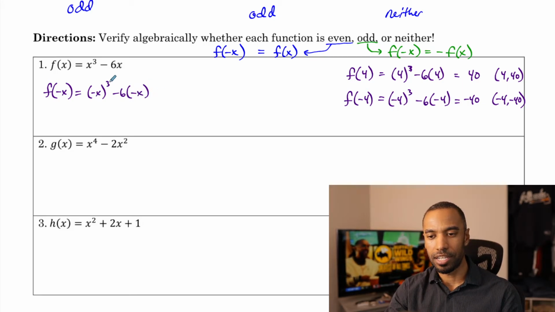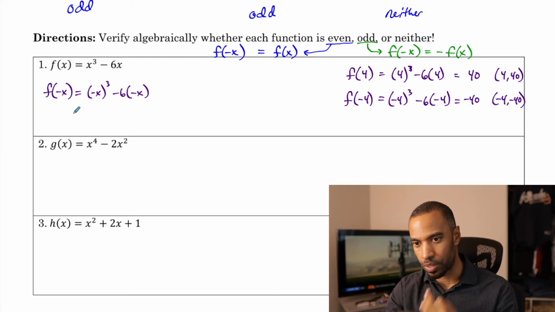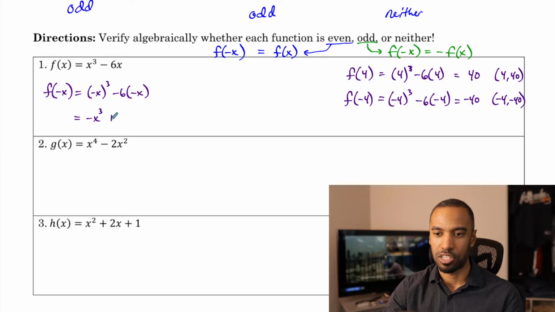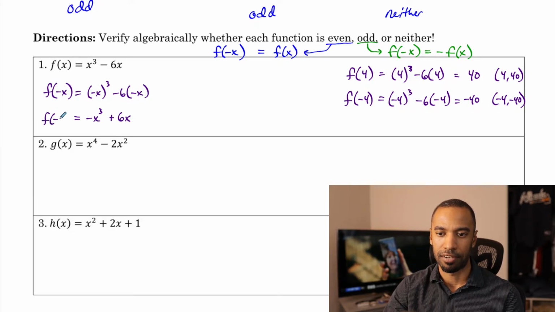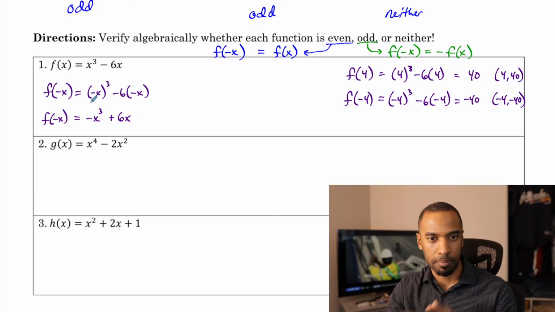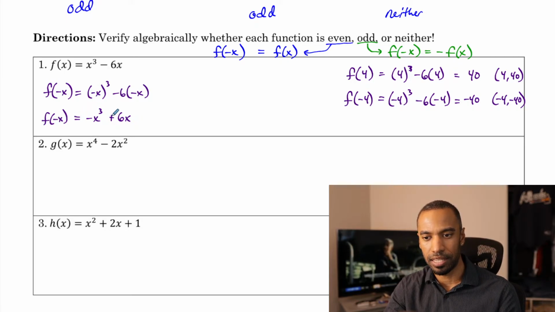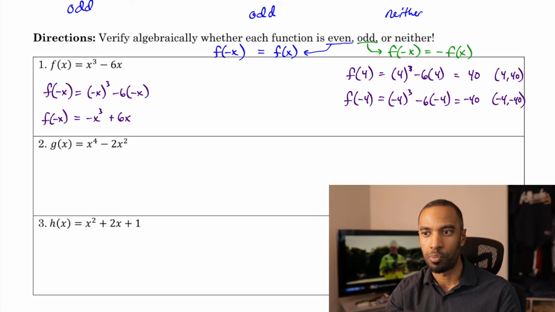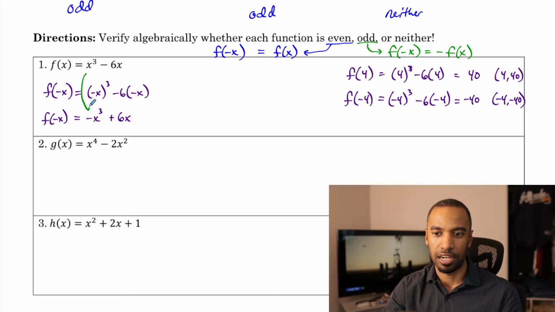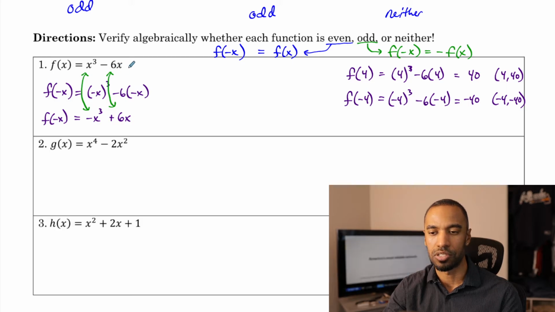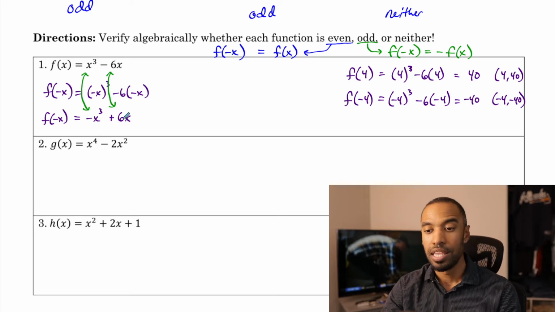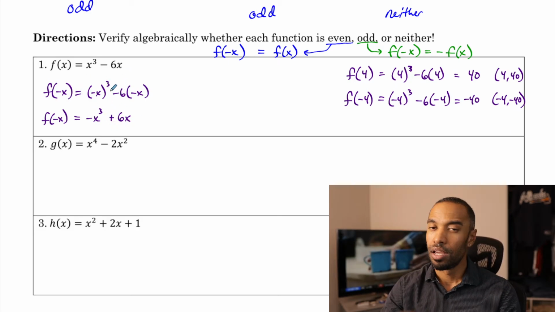So negative x quantity cubed: again, 3 negatives multiplied together leaves you with a negative. So this is equivalent to having the opposite of x cubed. Negative 6 times negative x is positive 6x, and this is what f of negative x equals. Now you can look at this one of two ways. Here's one instance, writing it like this, and what you can do is compare f of x to f of negative x, and you look at each term. I have x cubed here and negative x cubed there, clearly opposites. I have negative 6x here and positive 6x here, clearly opposites. It looks like every sign changed, which is indicative of y being an exact opposite of what that is. This seems to verify that this is indeed an odd function.